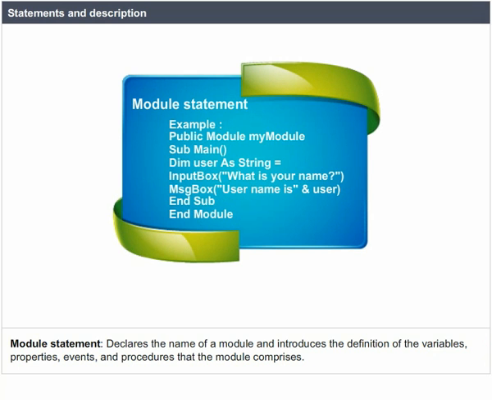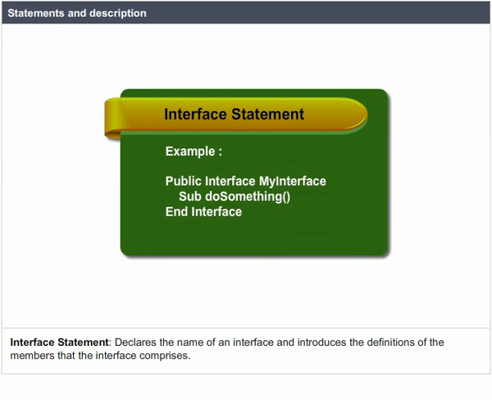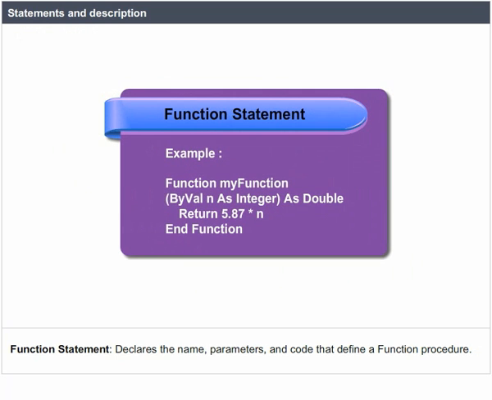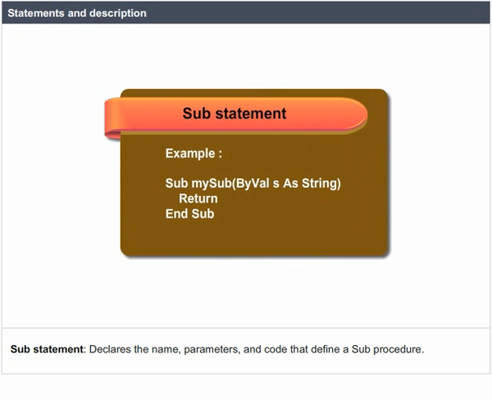The Module statement declares the name of a module and introduces the definition of the variables, properties, events, and procedures that the module comprises. Example: Statements and description. The Interface statement declares the name of an interface and introduces the definition of the members that the interface comprises. The Function statement declares the name, parameters, and code that define a function procedure. The Sub statement declares the name, parameters, and code that define a subprocedure.